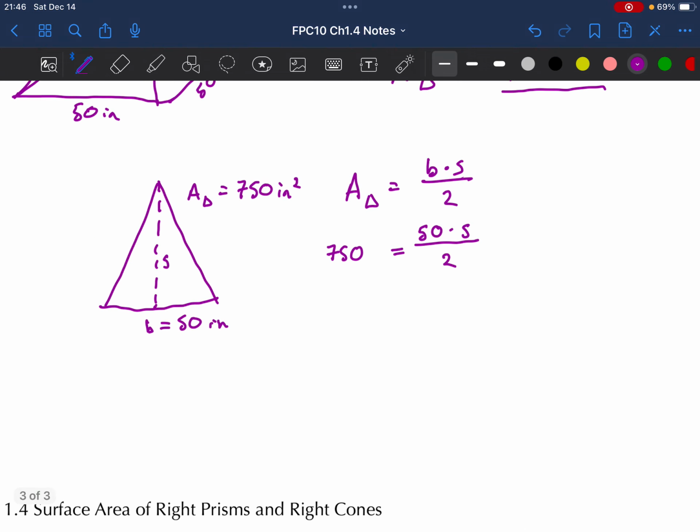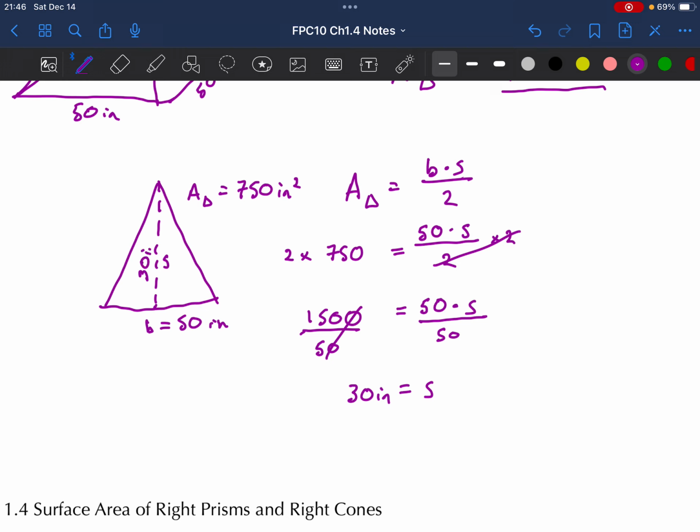Now I have to be able to solve this equation. I'm going to times this side by 2. These are going to cancel out. I'm going to get 1,500 is equal to 50 times my slant height. So 50 times what gives me 1,500? Divide both sides by 50. And I get my slant height is equal to 150 divided by 5 is 30. All right, so this is 30 inches.